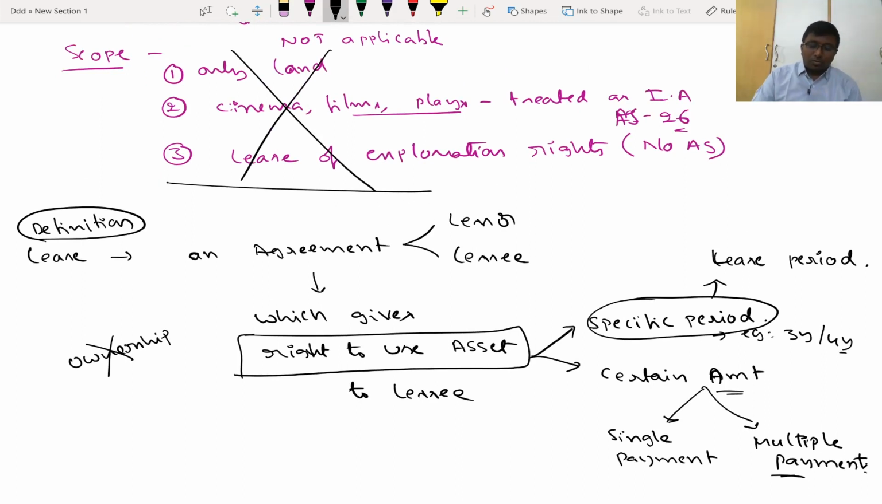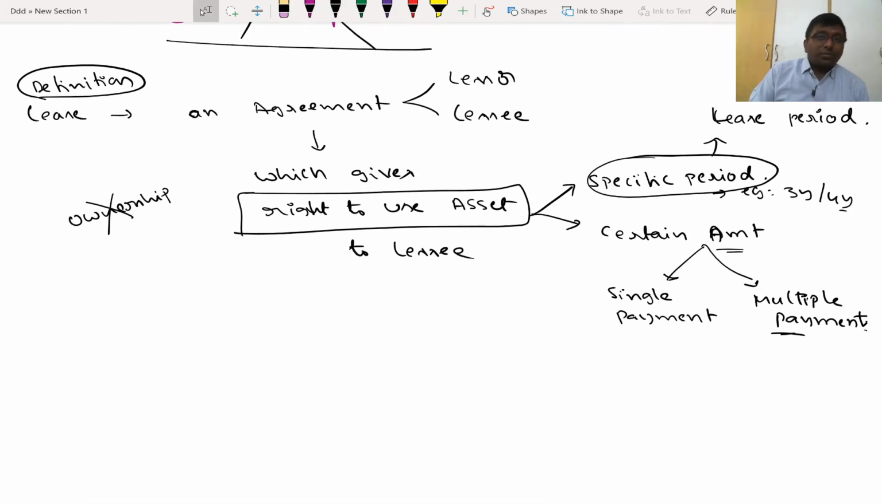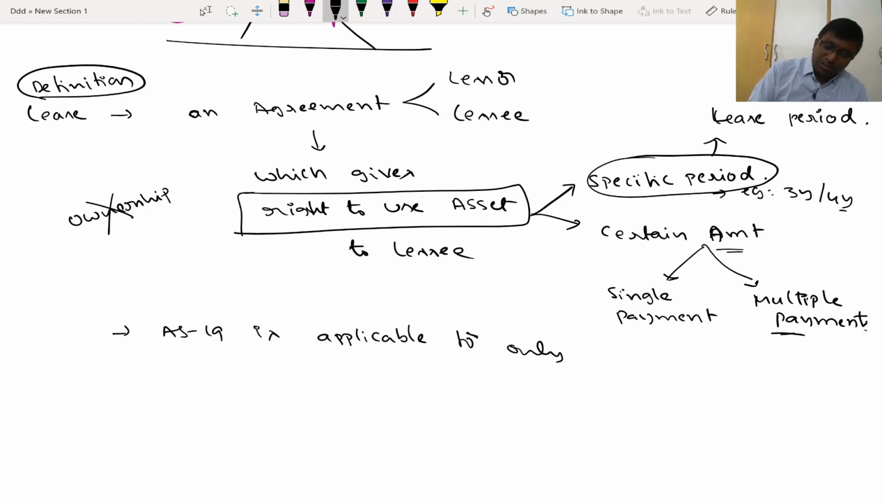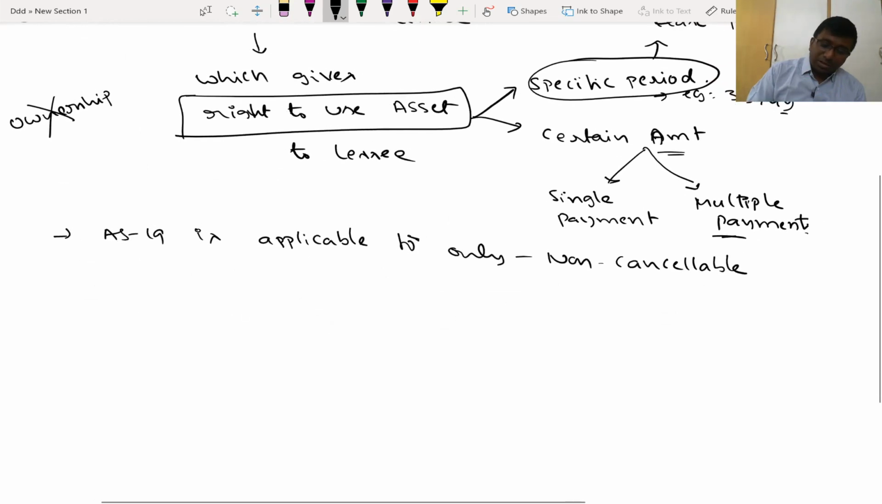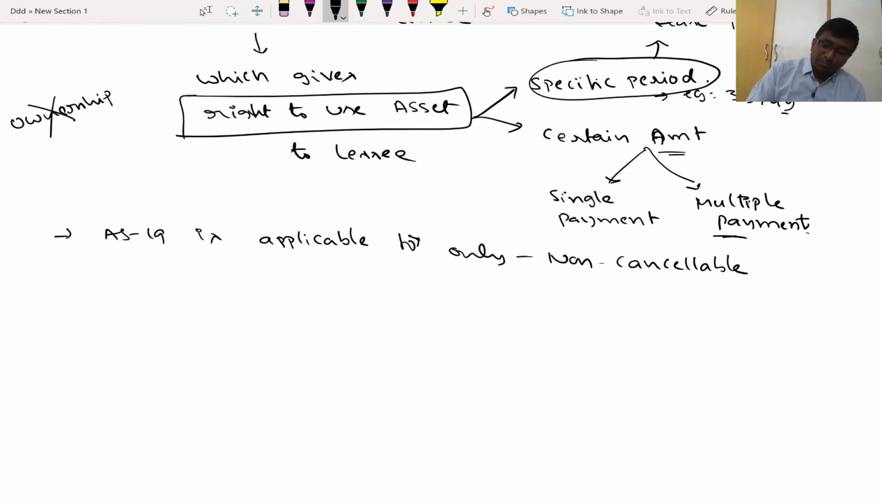Now let us look at it one by one. Sir, is this standard applicable to all leases? First, is it applicable to all leases? AS 19 is applicable for what? It is applicable only for non-cancelable leases. This is an important point. Generally many students do not know this. It is applicable for non-cancelable leases.